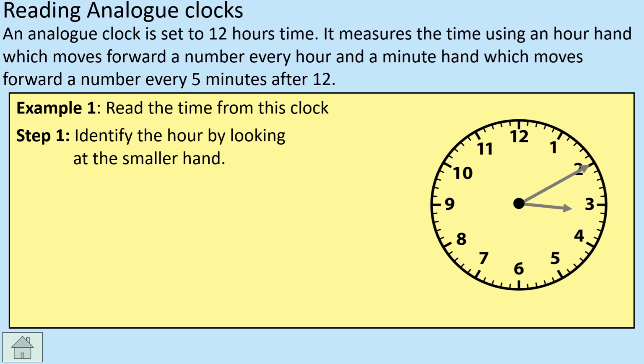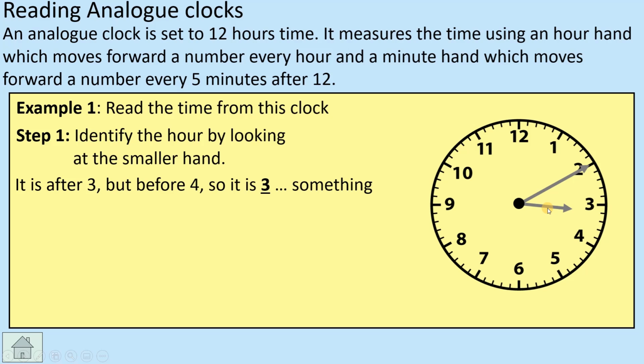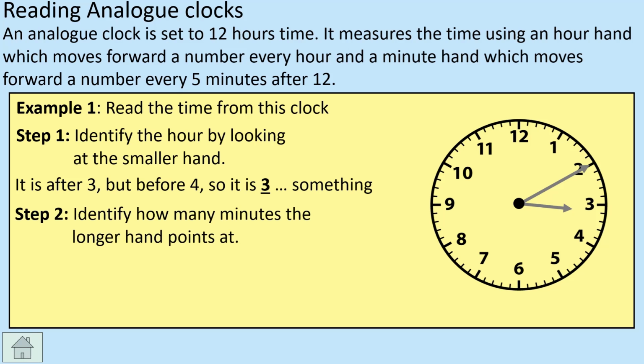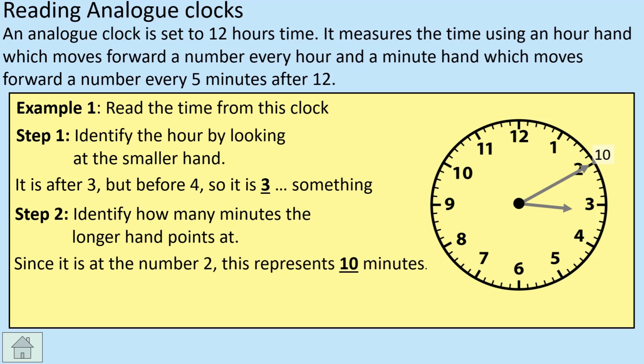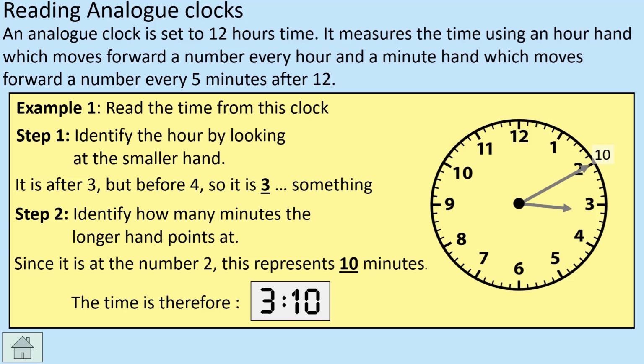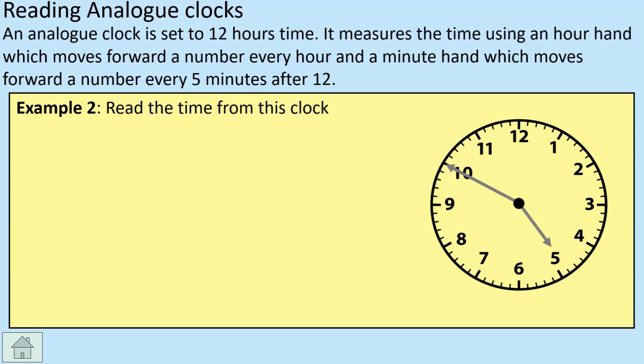So like I said, we identify the hour by looking at the small hand, which we've done here. It's after 3, but it's before 4, so it's 3 something. We look at how many minutes past the minute hand is, and we mentioned it's 10 minutes. So the time here is 10 past 3. And like I said, I couldn't tell you from just looking at this particular clock if it's morning or afternoon, because it doesn't work that way, but it's definitely 10 past 3. Okay, so let's have a look at another one.